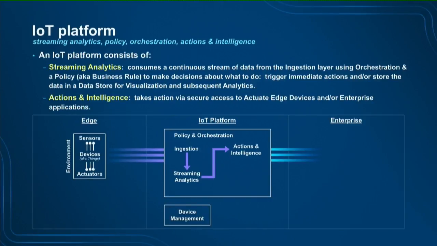And so from a streaming analytic perspective, this can consume a continuous stream of data coming from things out in the environment. And there's orchestration and policies that get configured in that streaming analytic that says, here's the model of behavior that I want to detect. So when there's this pattern of interest, I want you to trigger an immediate action. That action could be notify me on a map, it could be send me a text message, or it could be send a message to the device that's an actuation command to affect its behavior.